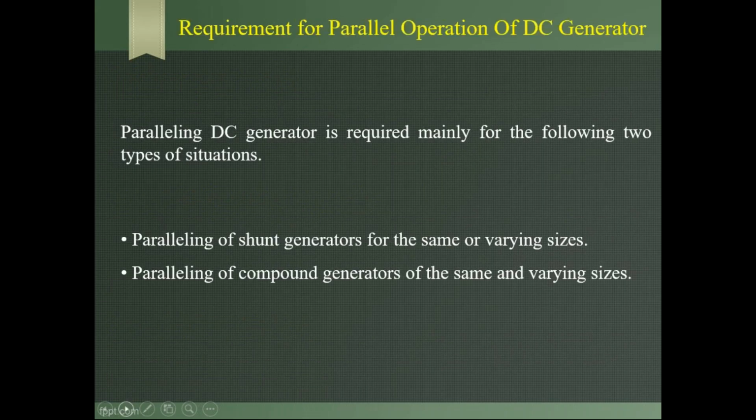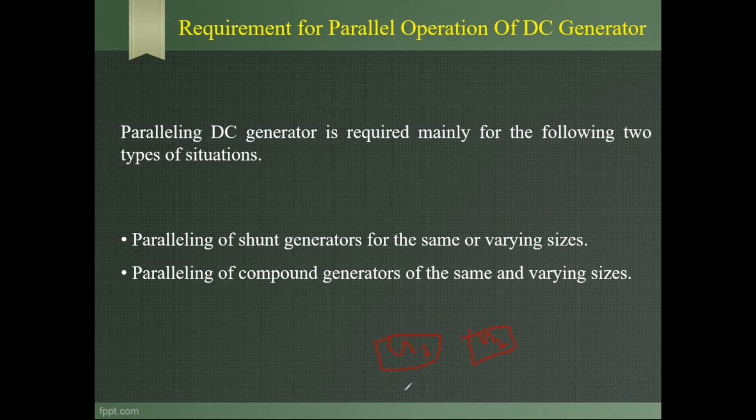Before going to the topic, we need to know the requirements for parallel operation. Requirements in the sense of how we have to connect them, and what different conditions we have to follow. So let me show that. We have two generators, generator 1 and generator 2. If you want to connect the two generators in parallel, the sizes and the ratings should match.